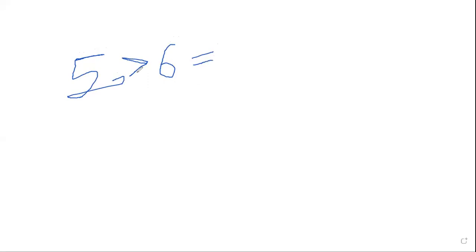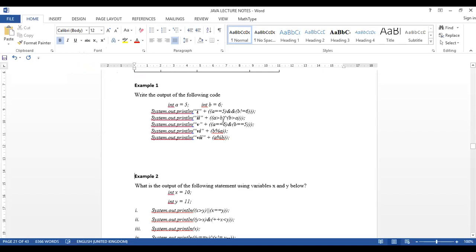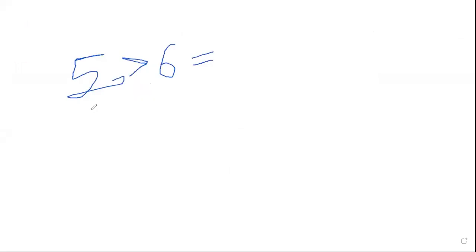That's what this question is asking us. A is 5, B is 6. Is 5 greater than 6? The answer is no. 5 is not greater than 6. Then you have it here. The answer here, you have false, for instance. This is false. Then you have exclusive OR, like this. Then what is the next one?